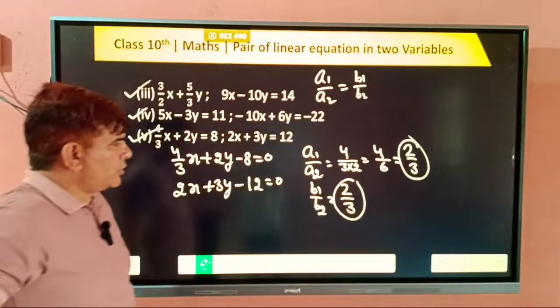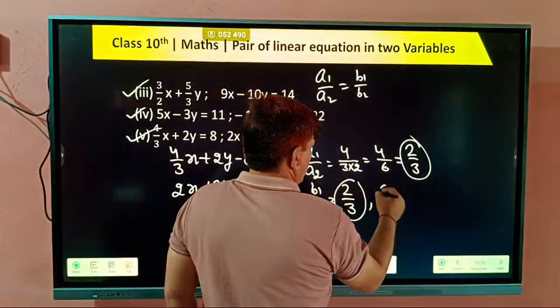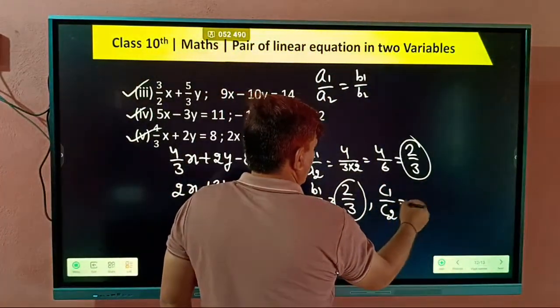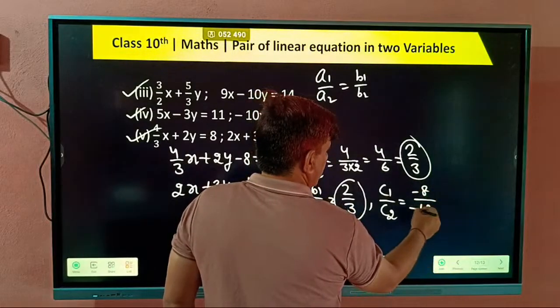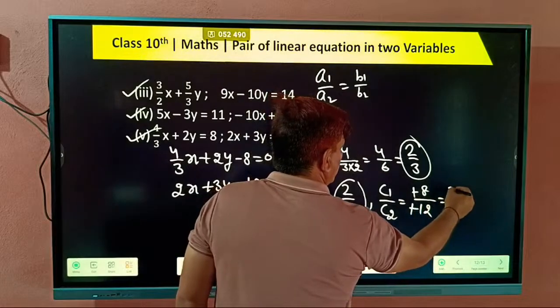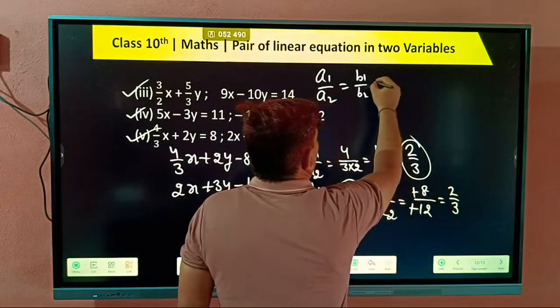Then what about C1 by C2? C1 by C2 is minus 8 by minus 12. Minus cancels minus. 4 2s are 8, 4 3s are 12. Yes, equal.